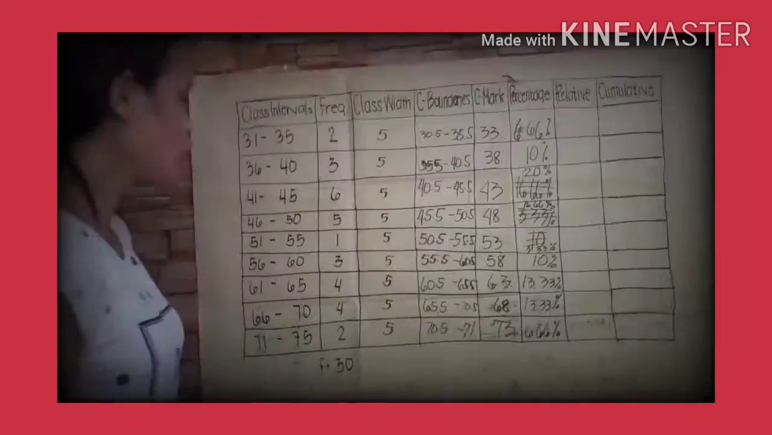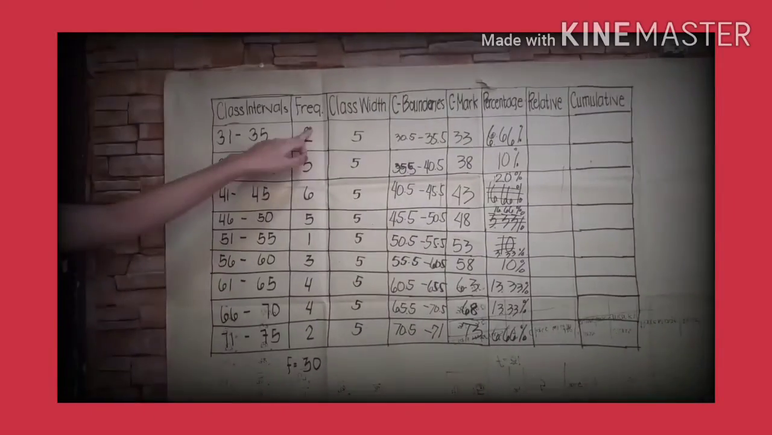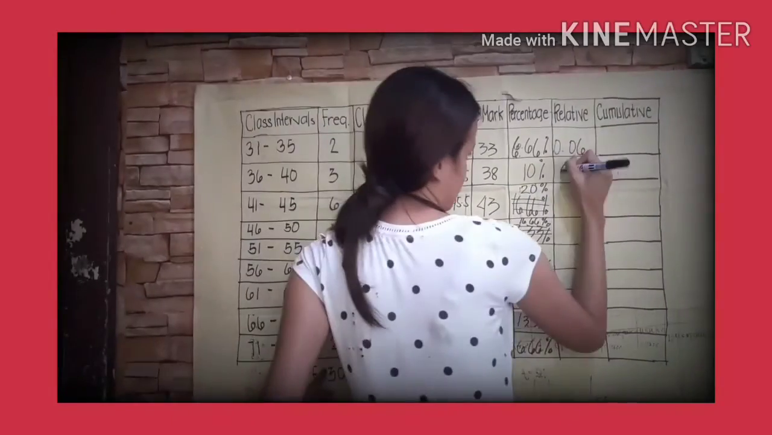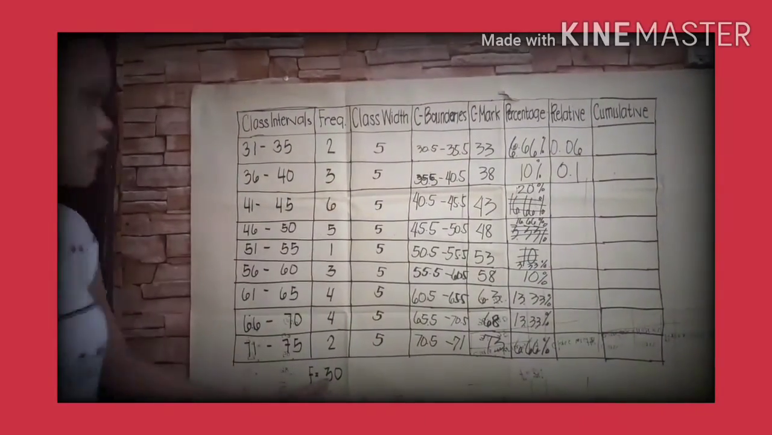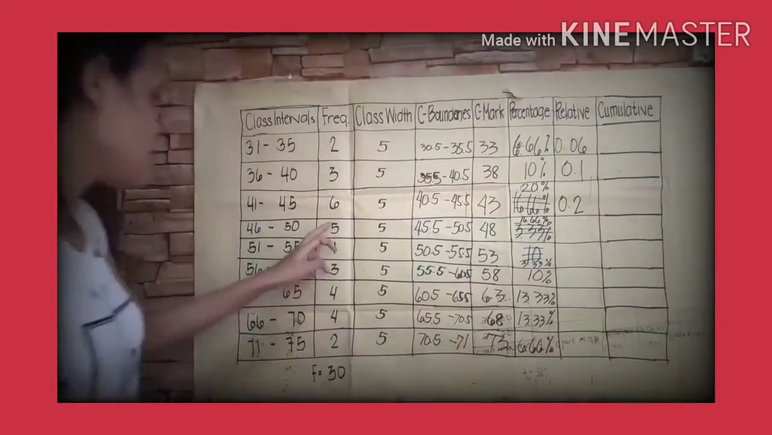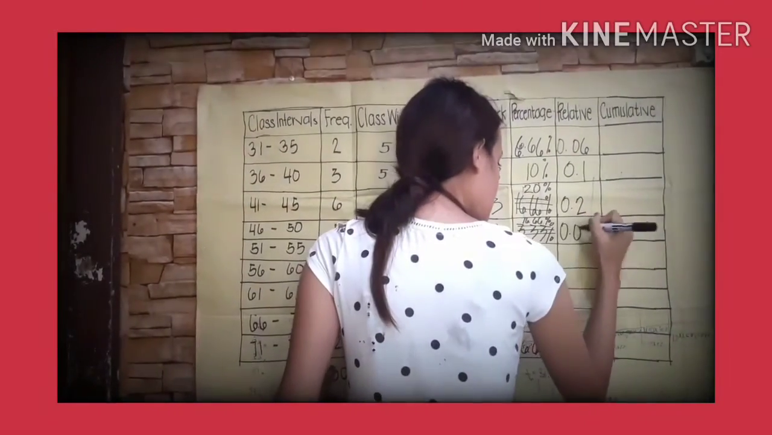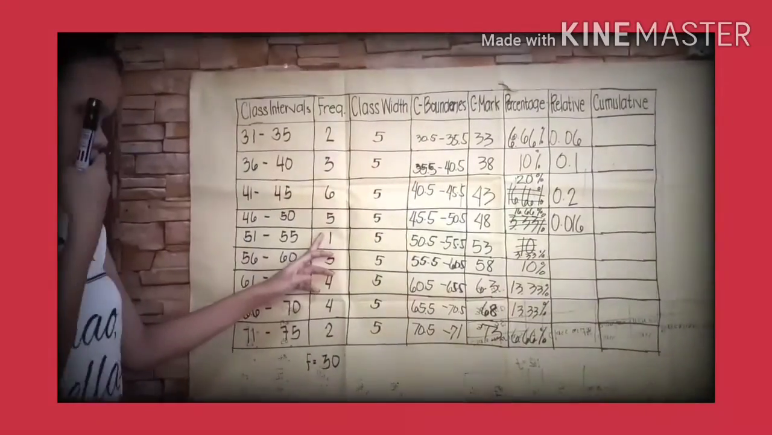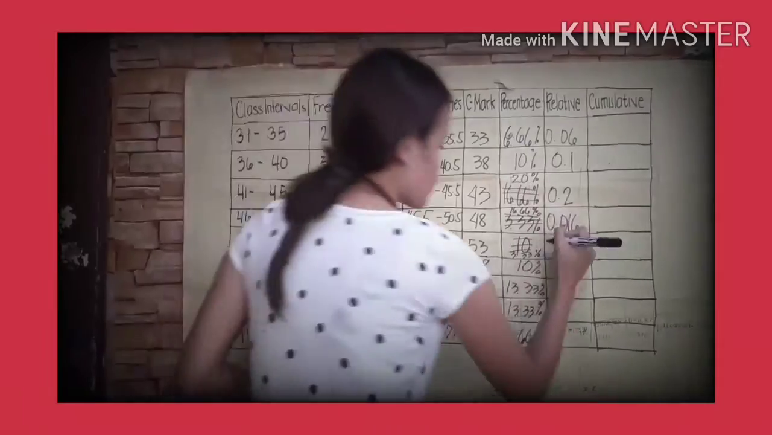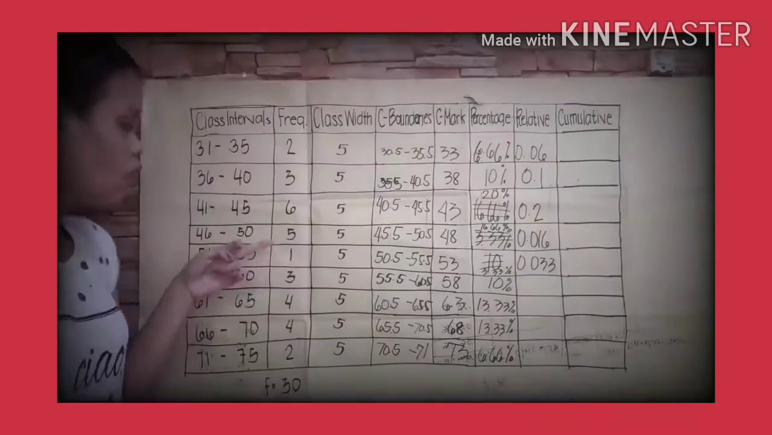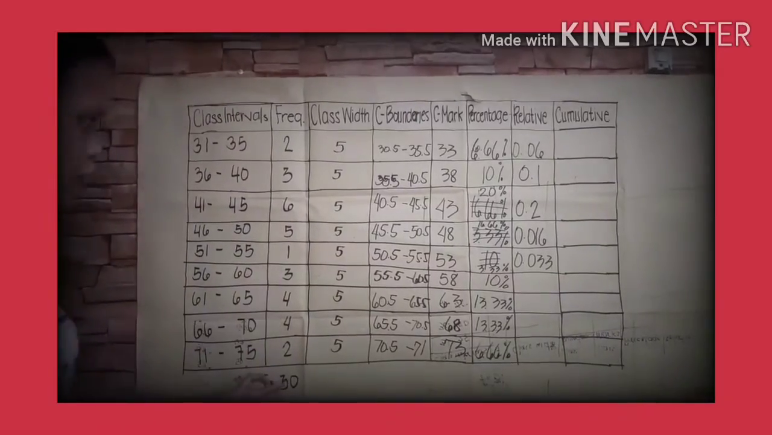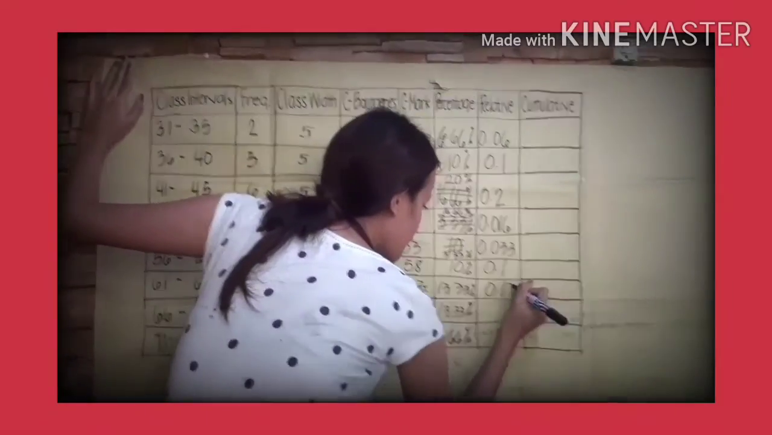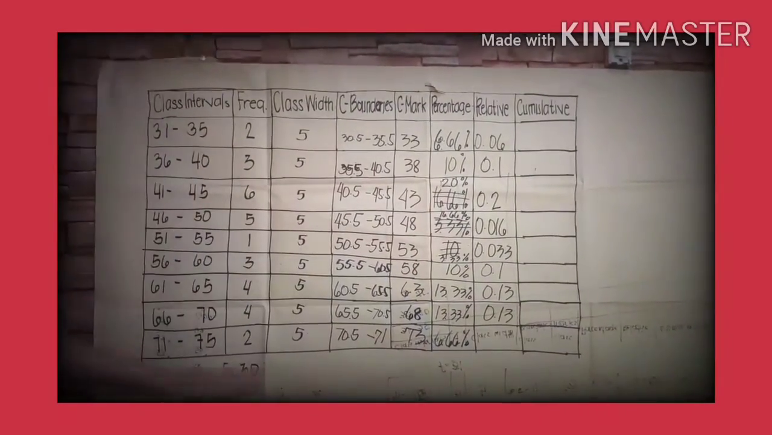Next, the relative frequencies, we're just going to divide frequency over the total of frequency. So 2 divided by 30 equals 0.06. 3 divided by 30 equals 0.1. 6 divided by 30 equals 0.2. 5 divided by 30 equals 0.16. 1 divided by 30 equals 0.033. 3 divided by 30 equals 0.1. 4 divided by 30 equals 0.13. And 2 divided by 30 equals 0.06.